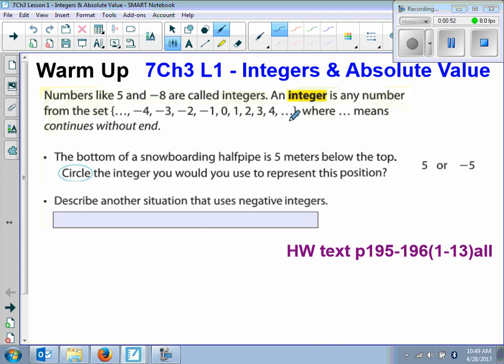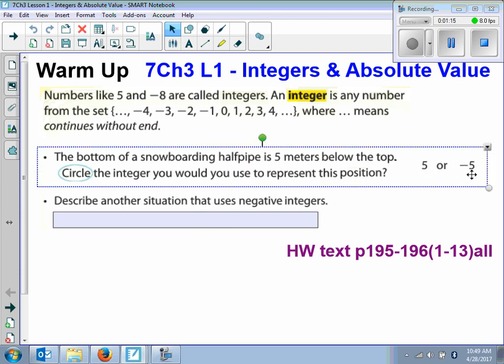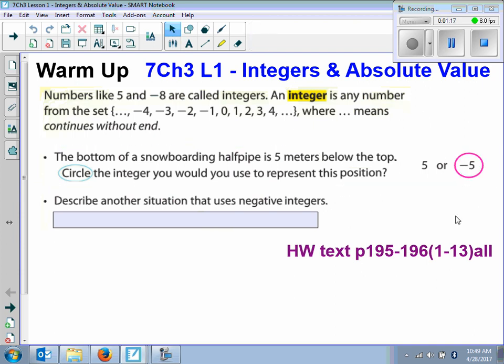Okay? So, the first problem here, it says, the bottom of a snowboarding halfpipe is 5 meters below the top. Circle an integer you would use to represent that position. So, which one would represent 5 meters below the top? That would be -5. Very good.